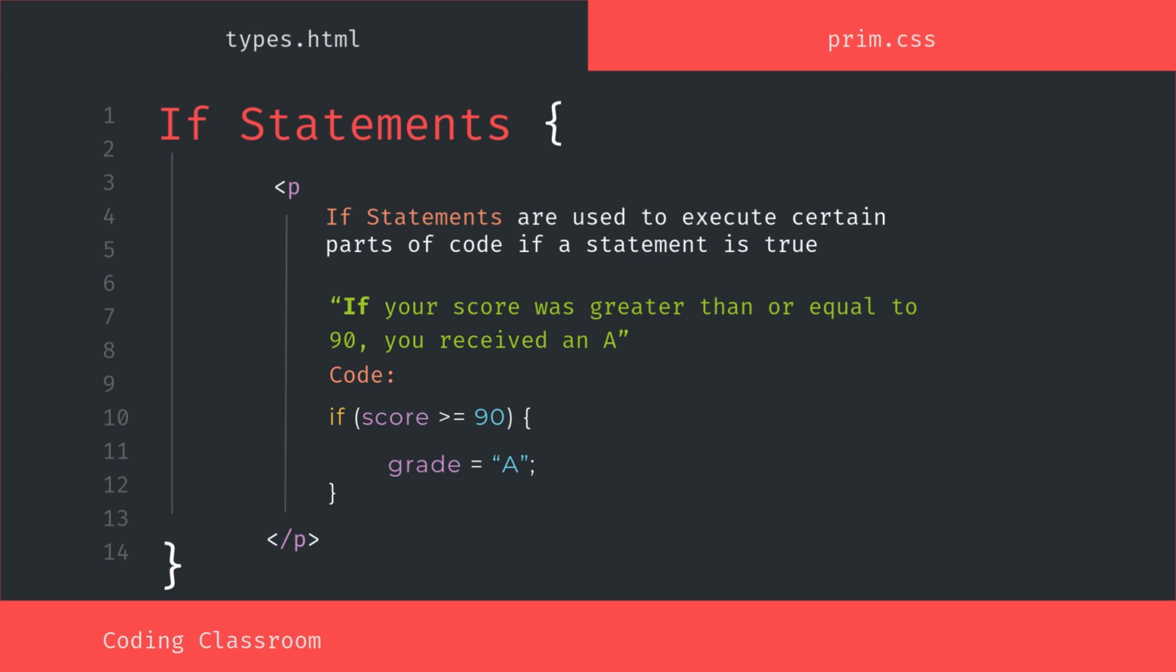Example: if score >= 90, grade = A. Here, if the condition score >= 90 is true, then the code inside the curly braces is executed, and the student's grade is set to A. If the condition isn't met, for example, if the score is 85, the code inside the if block is ignored, and the program moves on to the next part of the code. So, if statements allow us to make decisions and run specific blocks of code based on those decisions.